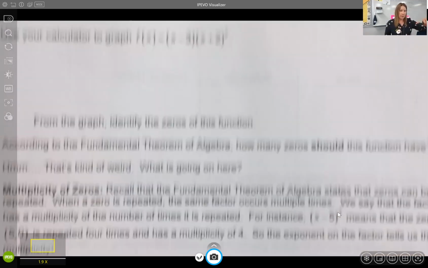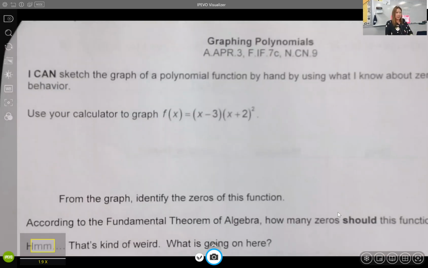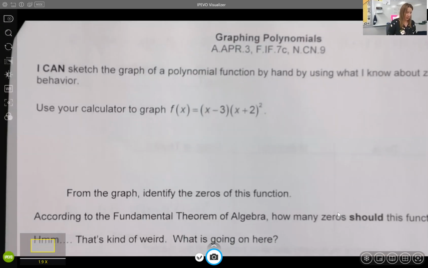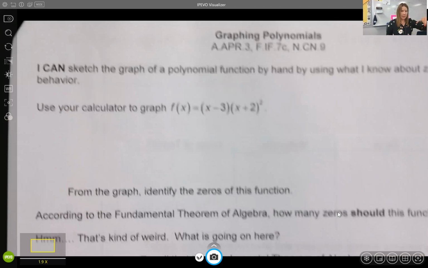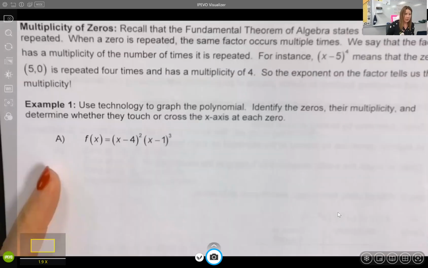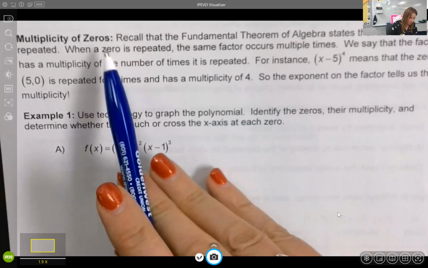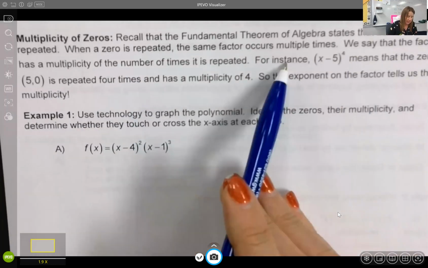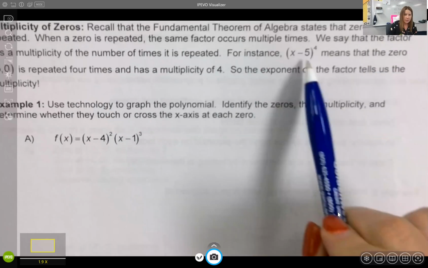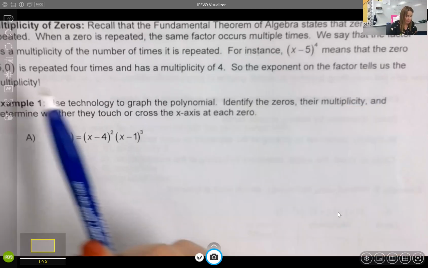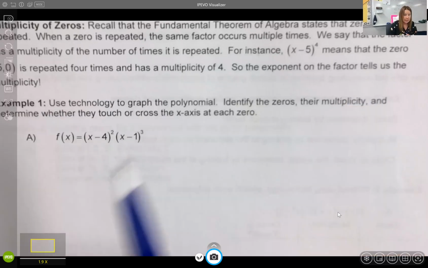Okay. All right. So now we're going to move on and we're going to sketch these graphs. Okay. So first of all, I'm going to skip over this part of it. It's just kind of talking about what we talked about analyzing and everything. And I'm going to go straight down to this. Okay. So a multiplicity of a 0 is saying it's the number of times the 0 is repeated. So if I have an x minus 5 to the 4th power, then that means that that 0, 5, 0, is repeated 4 times, and it has a multiplicity of 4.